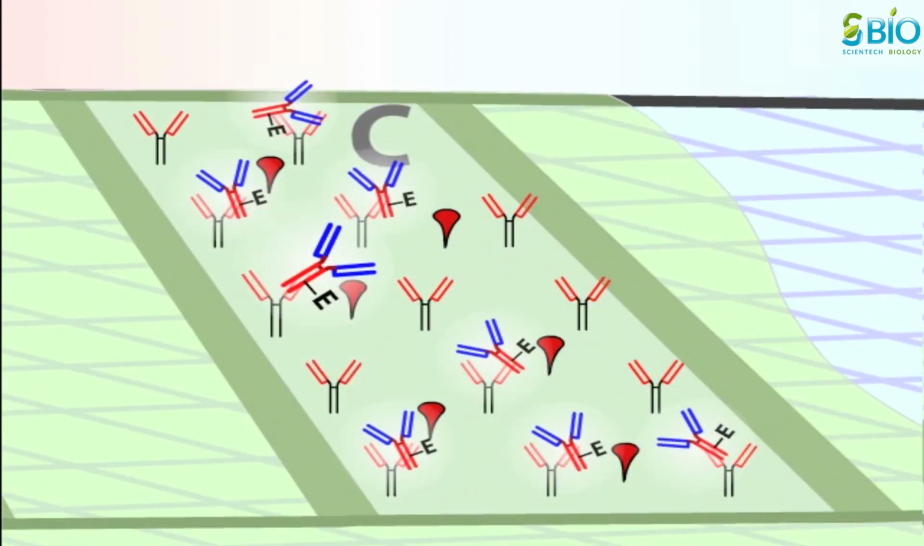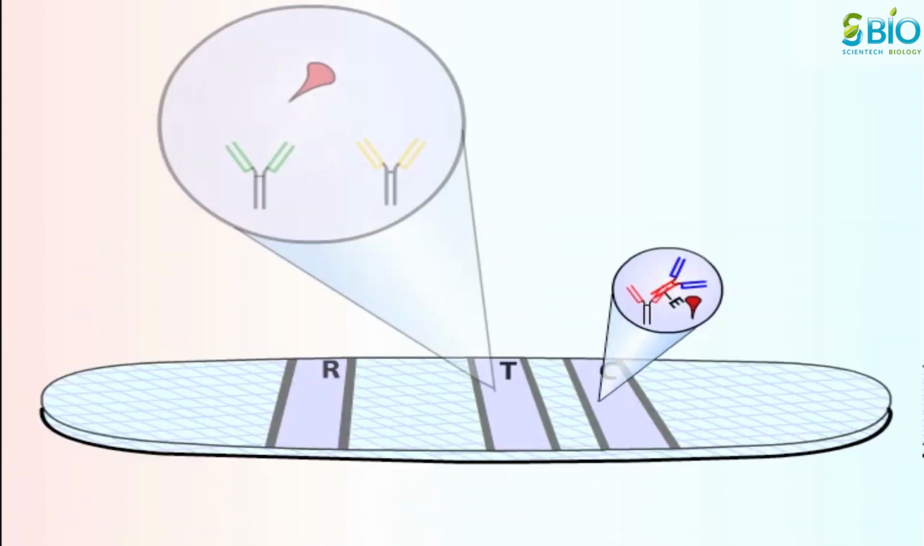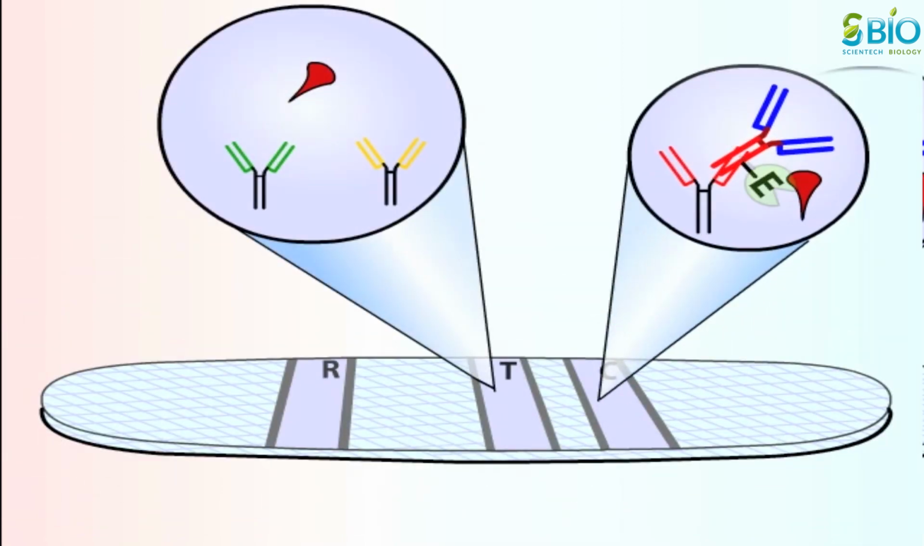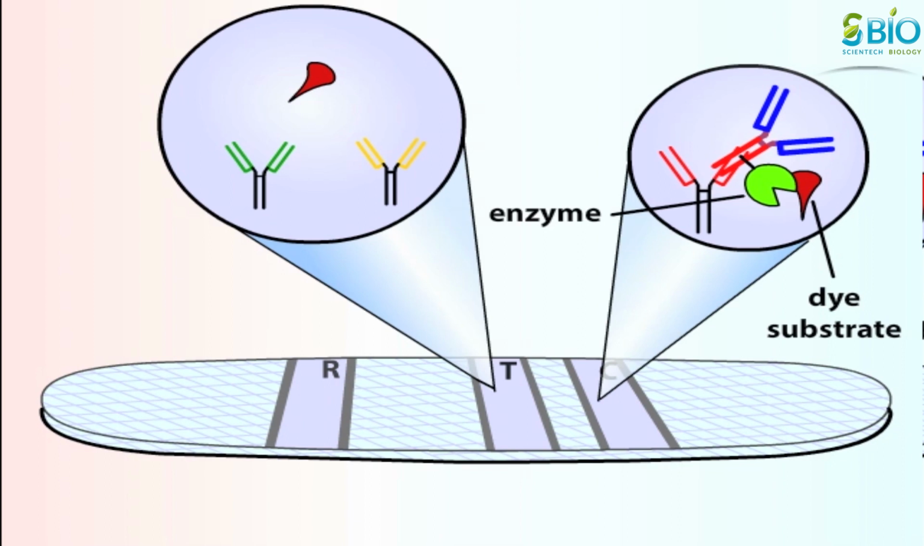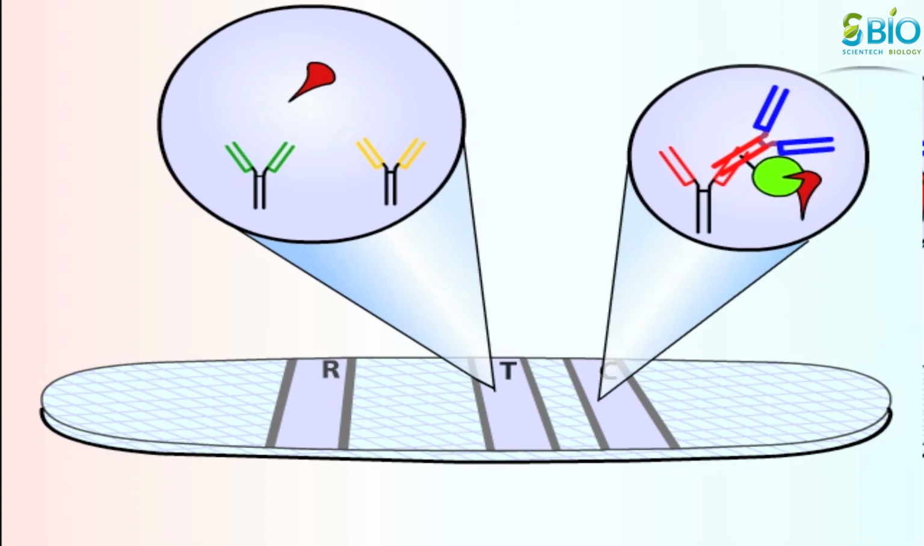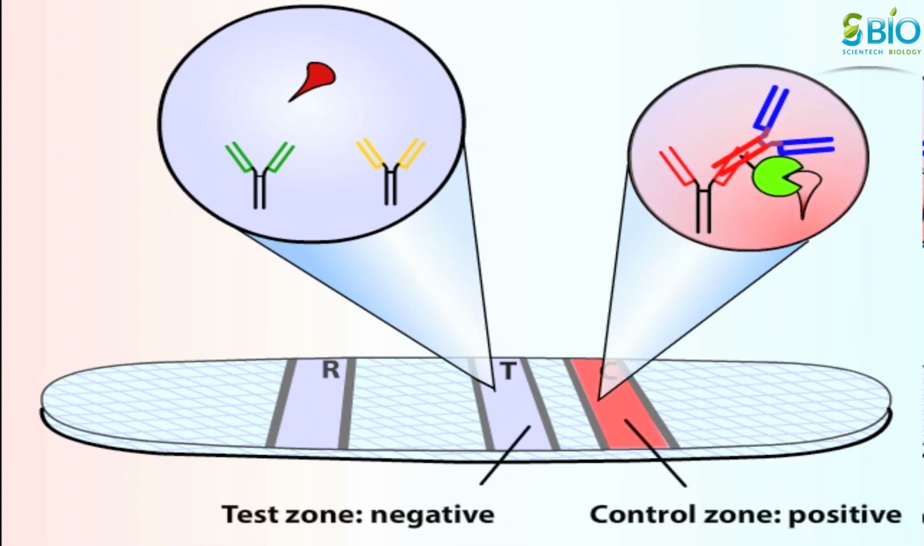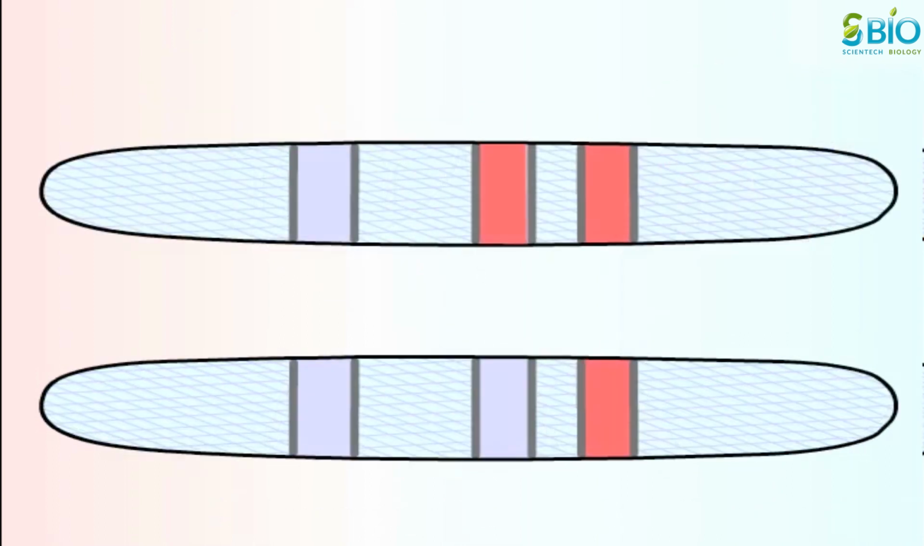The control zone is an important region that helps distinguish whether the strip is working correctly. If the strip is working correctly and the woman is not pregnant, the control zone will produce a colored reaction, but the test zone will not.